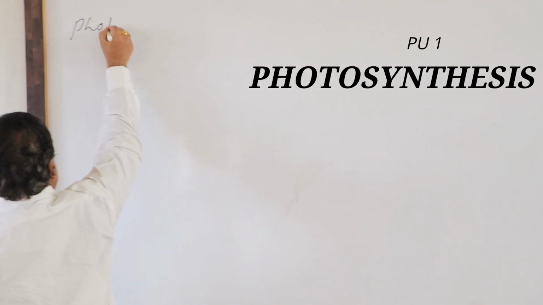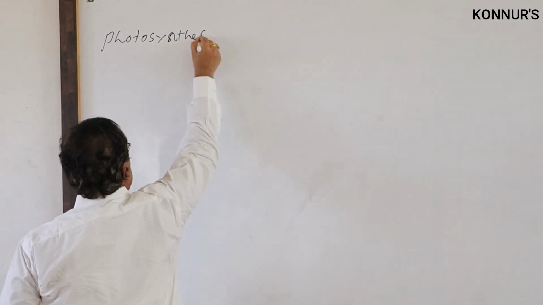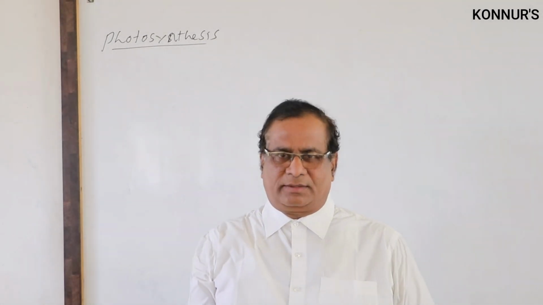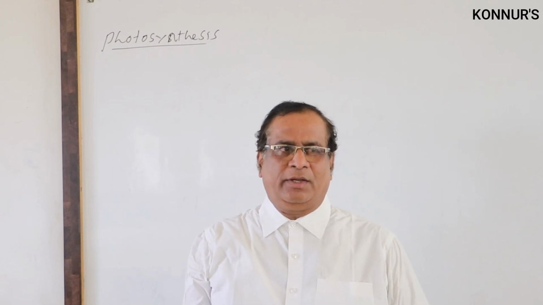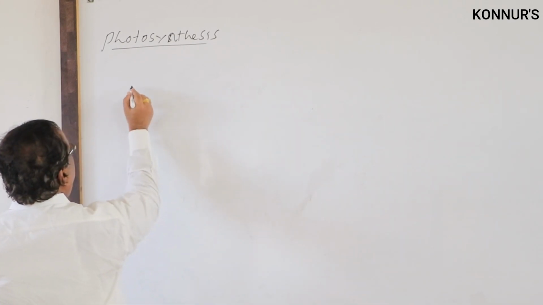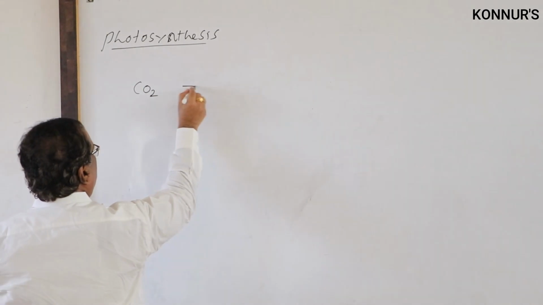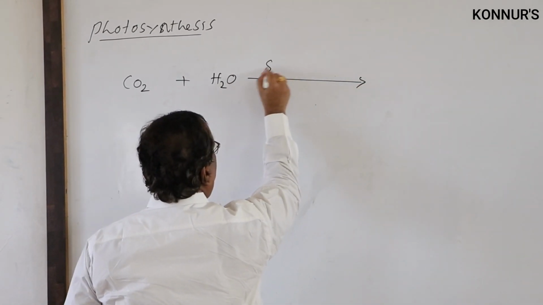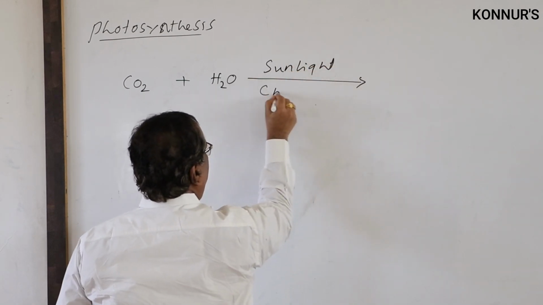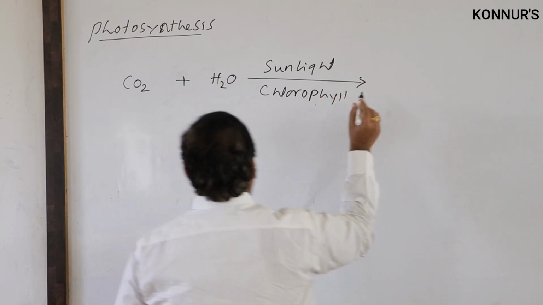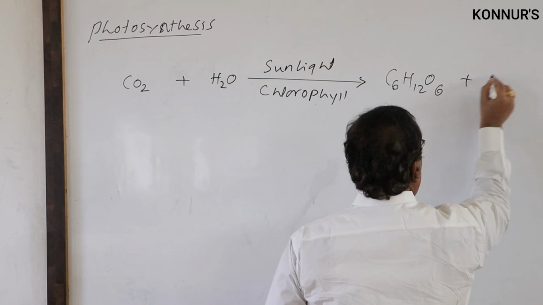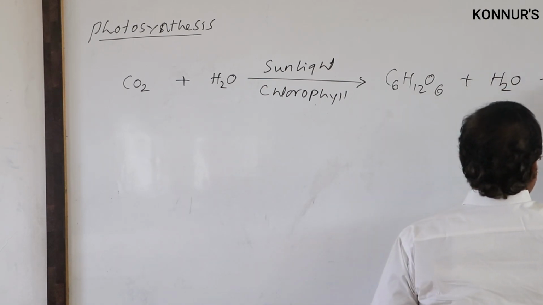Today we'll discuss photosynthesis. Photosynthesis is an anabolic process. It means it's a constructive process where simple molecules like CO2 and water react in presence of sunlight with the help of chlorophyll molecule. A complex molecule like glucose is formed along with water, and oxygen is liberated.